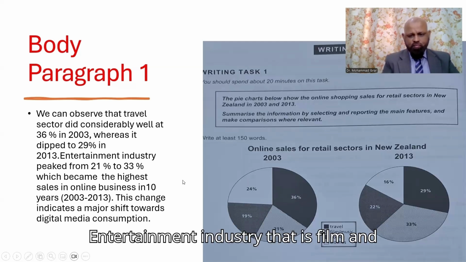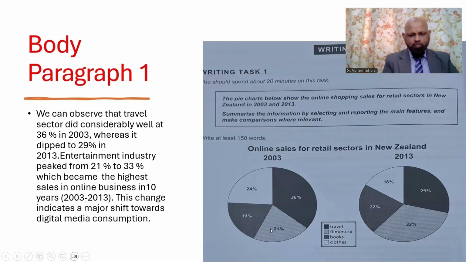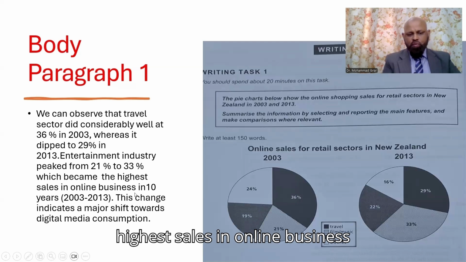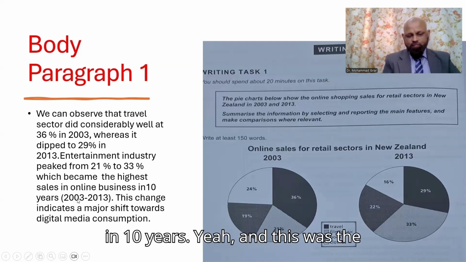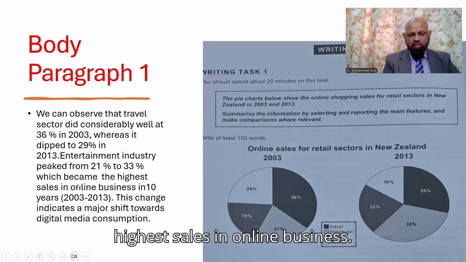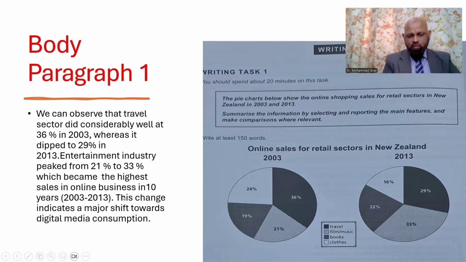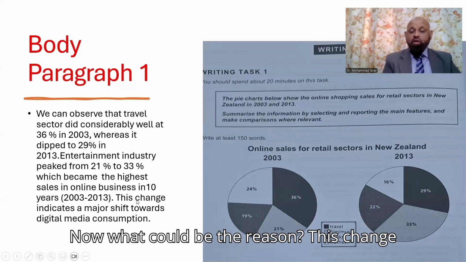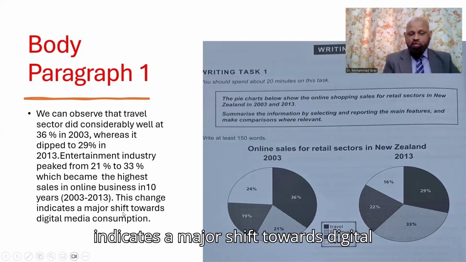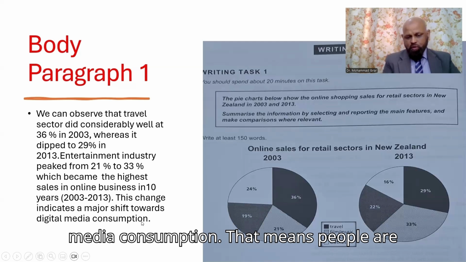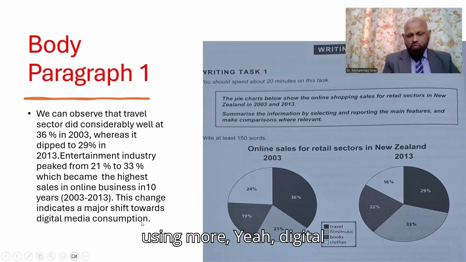The entertainment industry, that is film and music here, peaked from 21 to 33%. So from 21% to 33%, which became the highest sales in online business in 10 years. And this was the highest sales in online business. Now, what could be the reason? This change indicates a major shift towards digital media consumption. That means people are using more digital media.